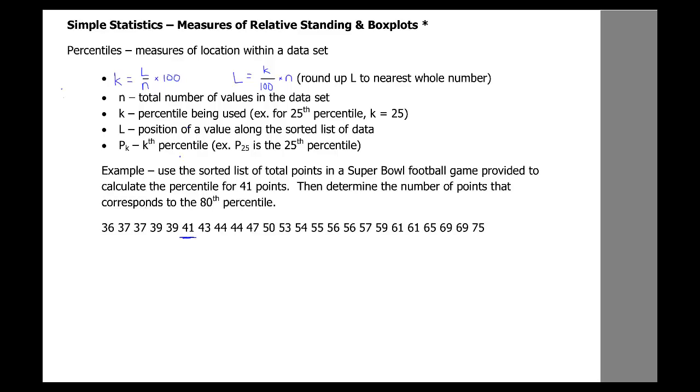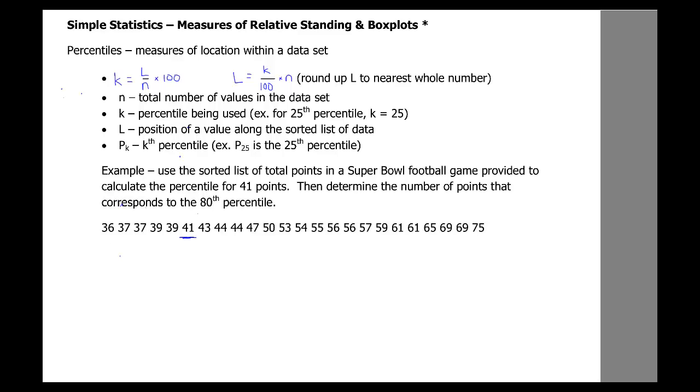For percentiles, you see there's 2 equations here. There's one solved for k, which is the percentile, and the other one is solved for L, which is the position of a value along a sorted list of data. Relative standing and percentiles are based on how far a number is into your set of data in a sorted list. So we're going to be using the sorted list of Super Bowl football game total points to calculate a percentile and then to calculate the number of points that corresponds to a percentile.